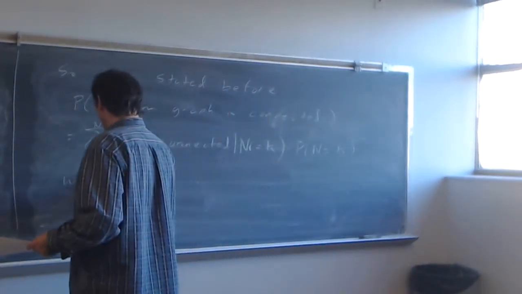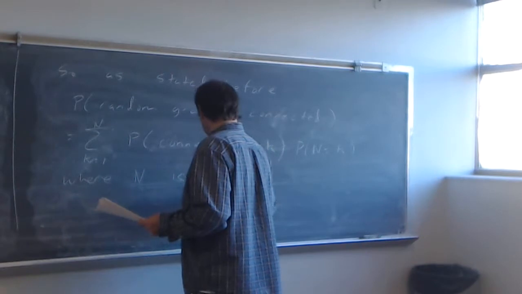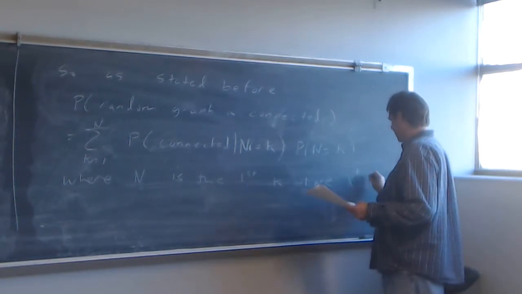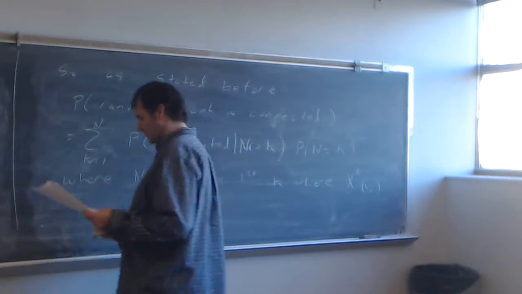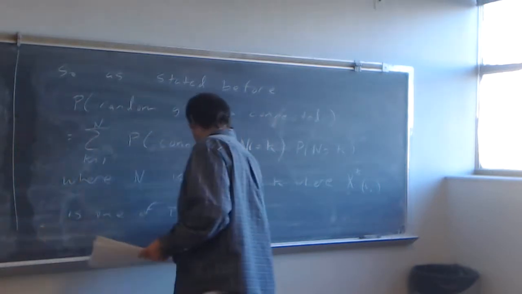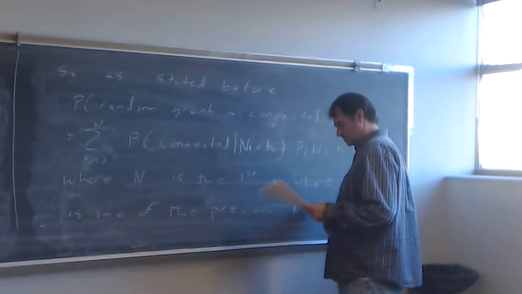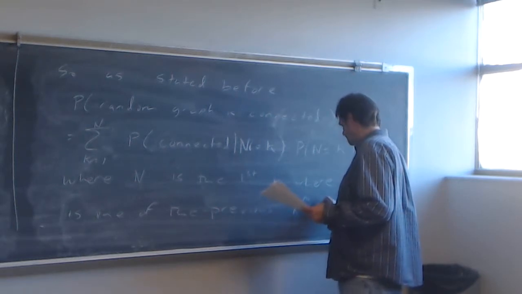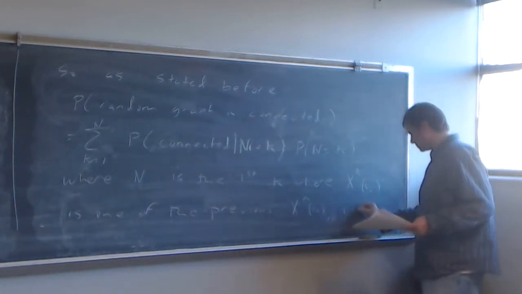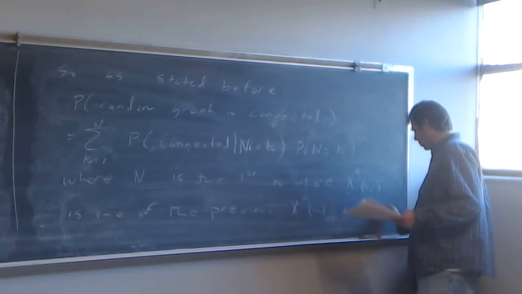where I'll remind you, where n is the first k, where x raised to the k of I sub 0 is one of the previous x, if you will, sub m of I, m is between 0 and k minus 1, so it could be sent to itself.